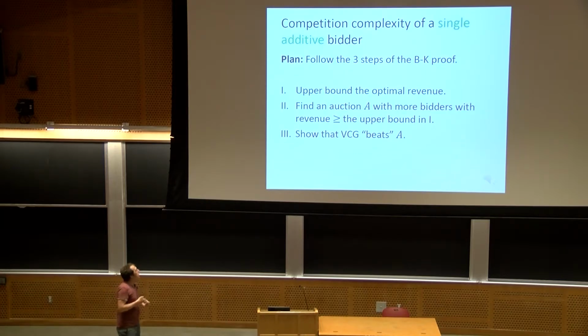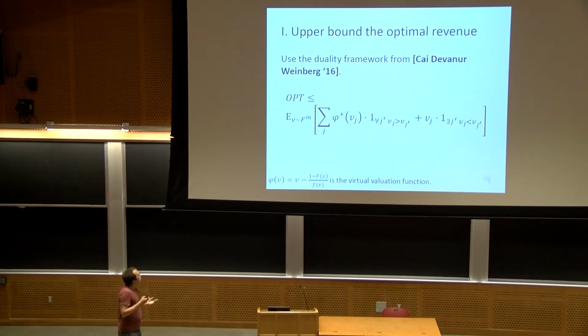Okay. And we'll start even with a simpler example. There is a single bidder, and the items themselves are sampled from an identical distribution. For the upper bound on the optimal revenue, we use a new duality framework of Tsai, Devanur, and Weinberg. And this is the upper bound.